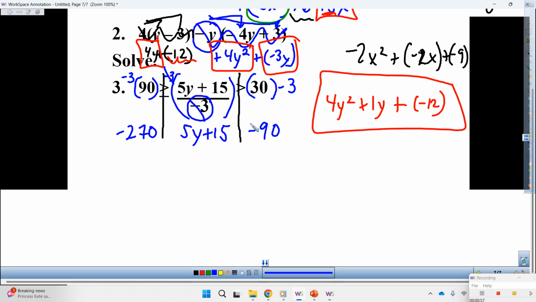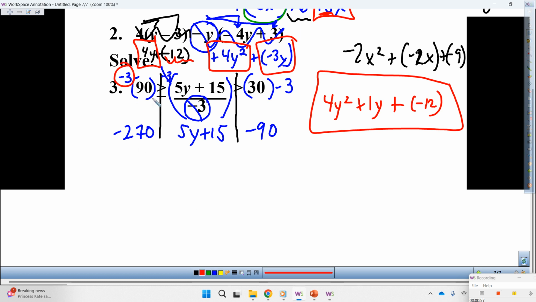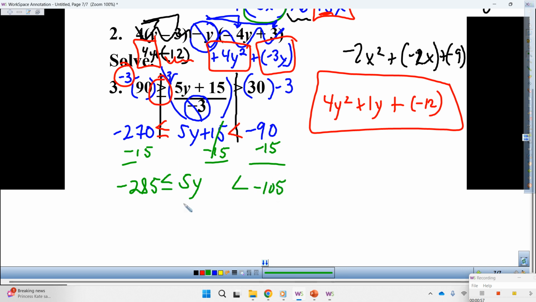So far, so good, yes? However, what did I just do? I multiply times what? Times a negative, is that correct? That means what do I do to these? You flip them. Anytime you multiply or divide by a negative, you flip them. Next, minus 15, minus 15, minus 15. We're left with 5y, negative 285, and negative 105. And last but not least, divide by 5, divide by 5, divide by 5.